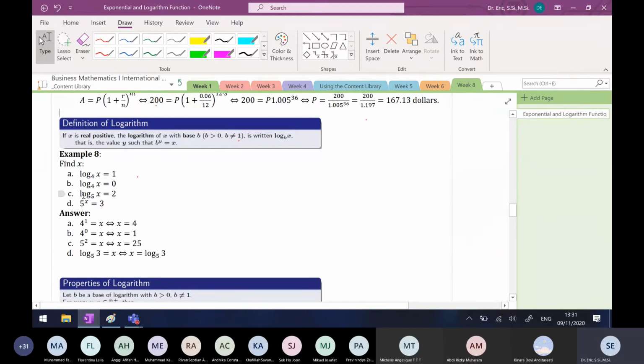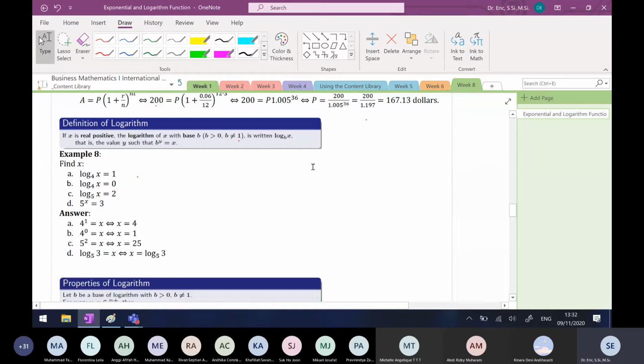What about this one? Log x with the base 5 is 2. I can bring this to the exponential form, that is 5 to the power of 2 equals x. So x should be 25. That's simple. This one, 5 to the power of x equals 3, how do I find the exponent? Logarithm. This is logarithm with the same base 5 of 3 equals x. So x should be log 3 with base 5. It's just another way of saying exponential.